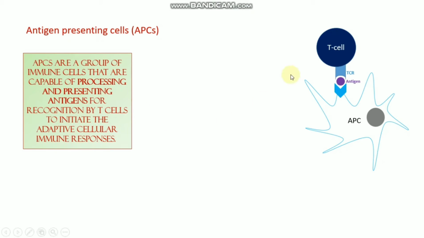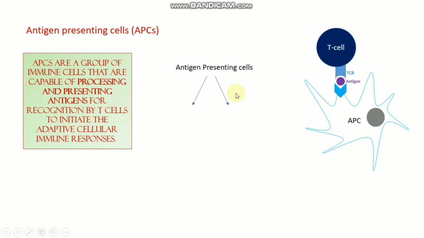Let's begin. Antigen presenting cells are a special kind of immune cells that process and present antigens for recognition by T cells. As you see in this figure, the antigen presenting cell presents antigen by the MHC molecule, or major histocompatibility complex, and that antigen is recognized by the T cell receptor of the T cell, and then the T cell gets activated along with other stimulatory factors.